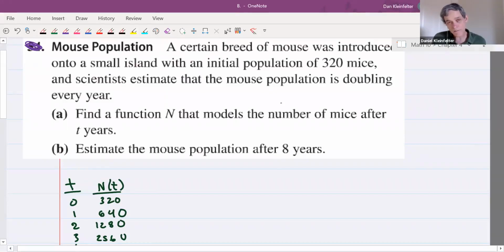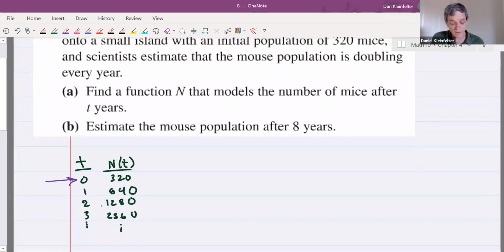So the initial population is 320 mice. That means that at time 0, we should expect 320 mice. And then I just multiplied by 2 to start creating this table. Each year that goes by, we're going to multiply through by 2.